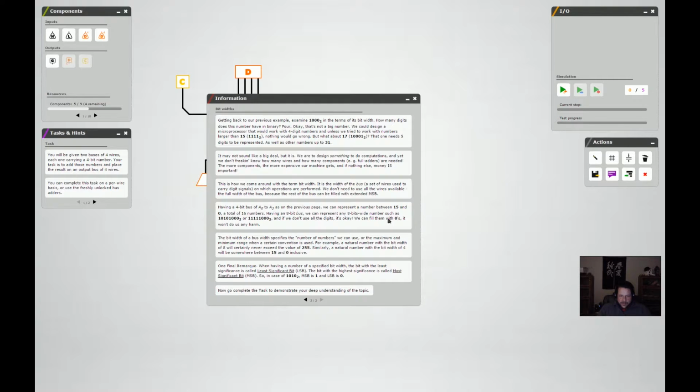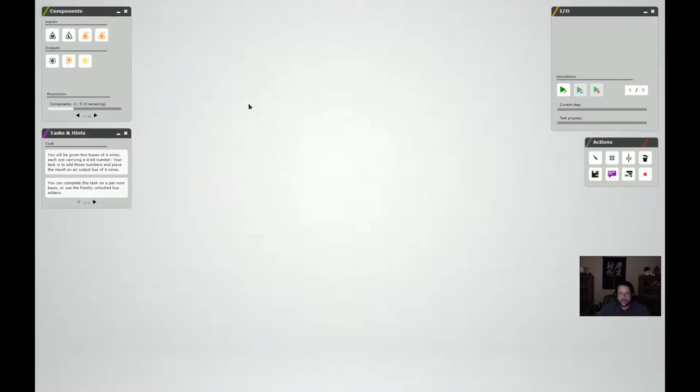So let's see, what else do we talk about? We talk about using buses here. So we're going to delete this. We'll be given 2 buses of 4 wires, each one carrying a 4-bit number. Your task is to add those numbers and place the result on an output bus of 4 wires. We could do it individually, or we can use the new bus adders that we've been given.